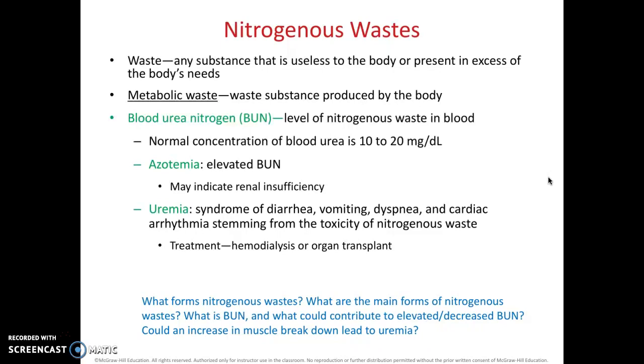There's also uremia, which is a syndrome of diarrhea, vomiting, dyspnea, and cardiac arrhythmias that stem from toxicity of nitrogenous waste. So the treatment of uremia is hemodialysis or organ transplants. So you'll often see this with different syndromes, like hemolytic uremic syndrome, and usually you'll see uremic. And this again indicates that there's a toxicity of nitrogenous waste.